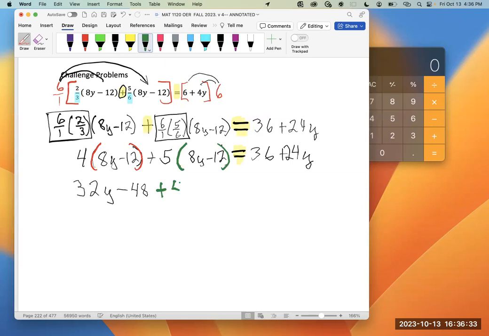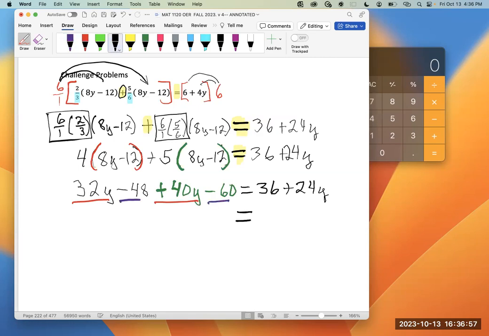Plus 5 times 8y is 40y. Positive times negative is negative. And 5 times 12 is 60. I still have 36 plus 24y on the right side. Left side, I have 32y plus 40y. I have minus 48, minus 60.